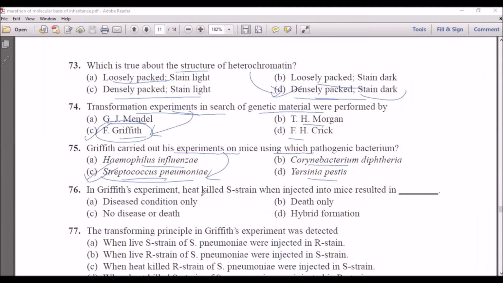In Griffith experiment, heat-killed S strain when injected into mice resulted in dash. Disease condition only, death only, no disease, no death, or hybrid formation. Now we know that when heat-killed S strain was injected in mice, it resulted in no disease and no death.